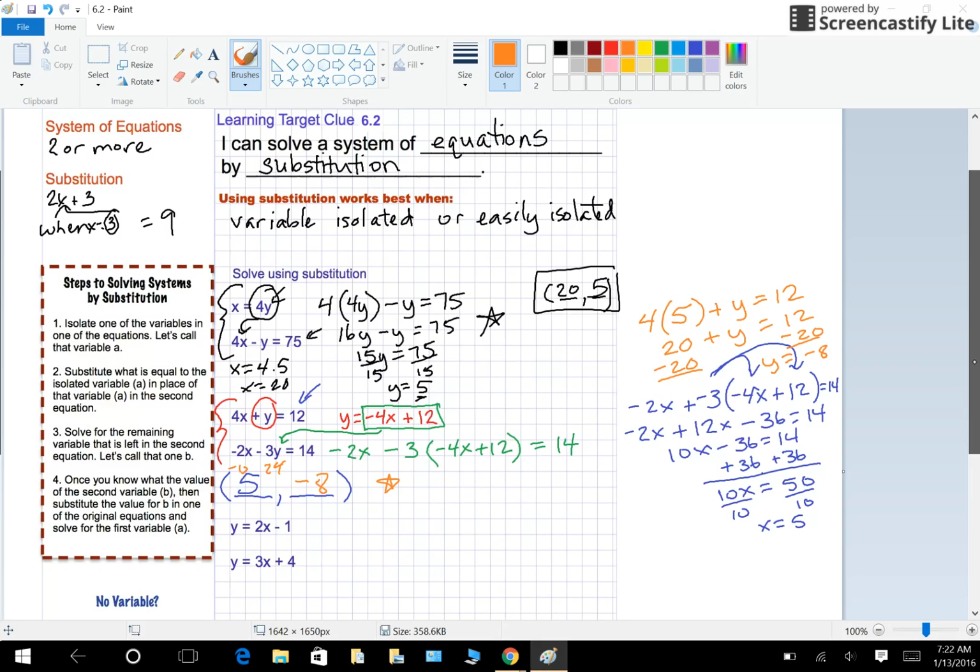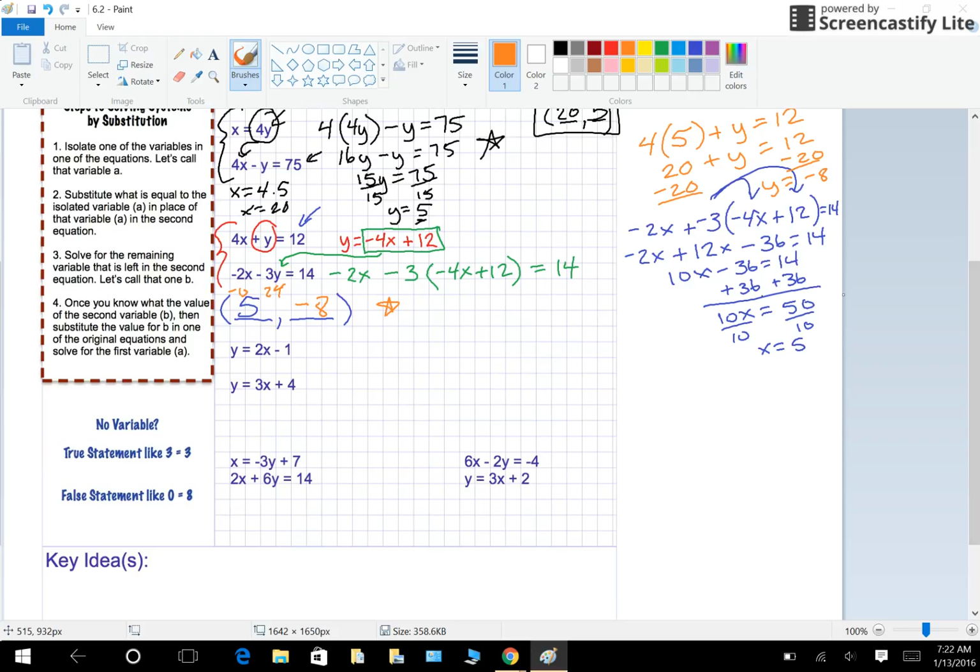Okay, now let's take a look at this one. y equals 2x minus 1, and then y equals 3x plus 4. This one's going to be really easy because we have two y's that are isolated. So that means if these two y's are the same, then these two must be the same. So all I have to do is write it like this: 2x minus 1 equals 3x plus 4.